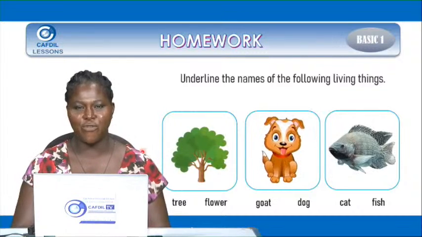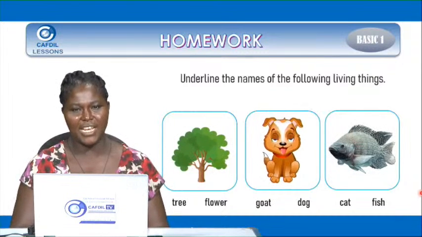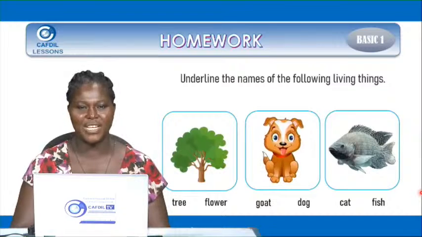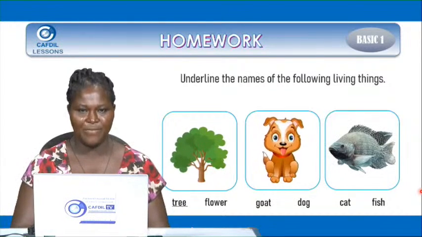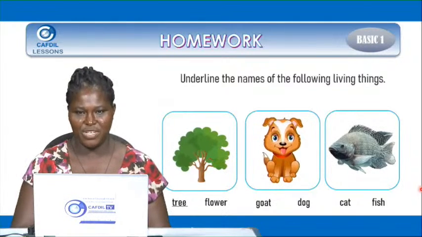So I'll do the first one for you, and then you sit down and then you do the next one. So the first one is tree.